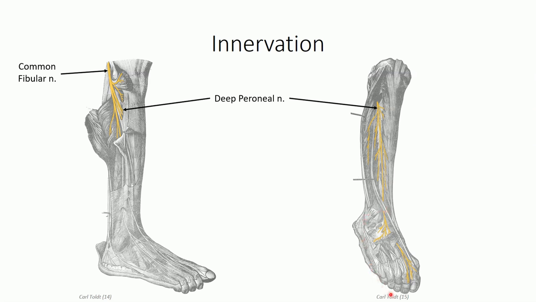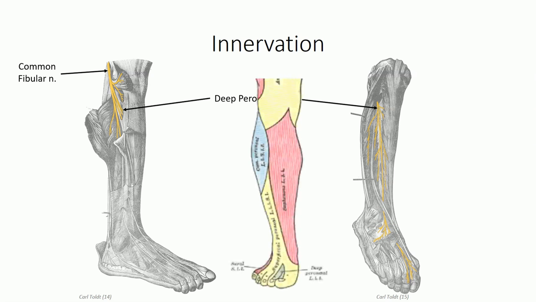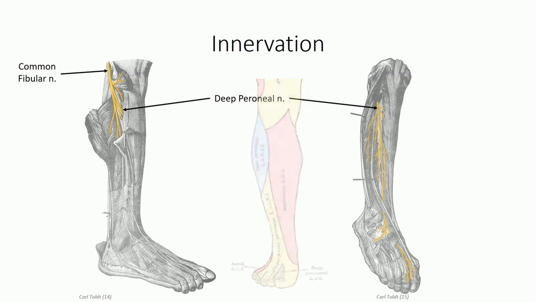A portion of the deep fibular nerve passes into the dorsum of the foot under the extensor retinaculum. Here, it splits into a lateral motor branch that supplies a small muscle found here, and a medial sensory branch that runs with the dorsalis pedis artery, projecting to the webbing of skin between the great and second toe.